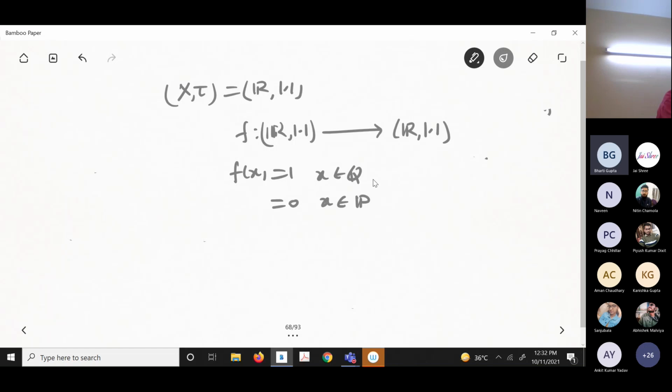Why? For simplicity, take x rational. Then any rational point can be obtained as a limit of a sequence x_n such that each x_n belongs to P. Now look, if f is continuous, which we know in any topological space, a continuous function will always send convergent sequences to convergent sequences. The converse need not be true.